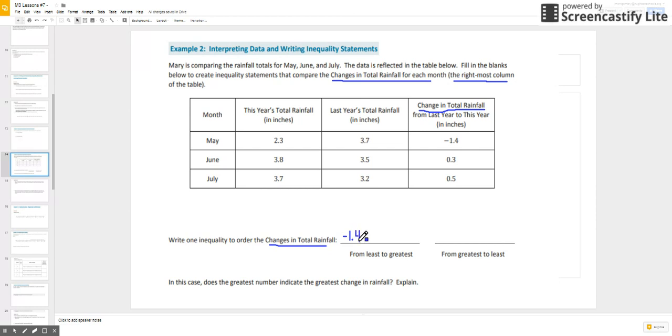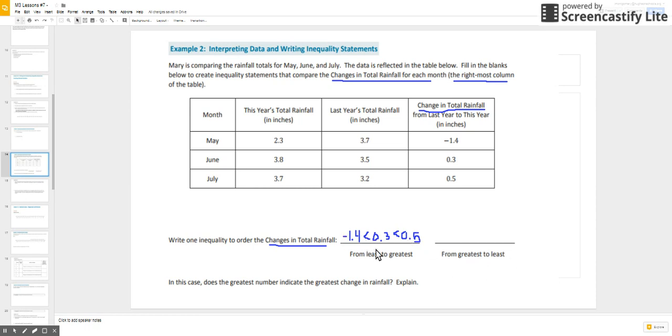And of course, this is writing an inequality. This is less than the next smallest number, which is 0.3. And of course, this is less than the greatest number, which is 0.5. So once again, we identified the information they wanted us to use, and we ordered it from least to greatest. Now they want us to go from greatest to least.